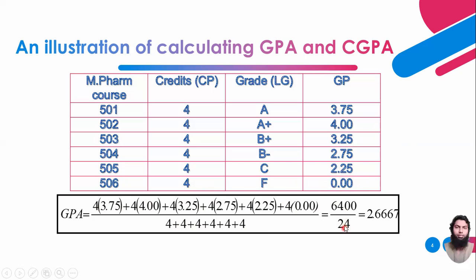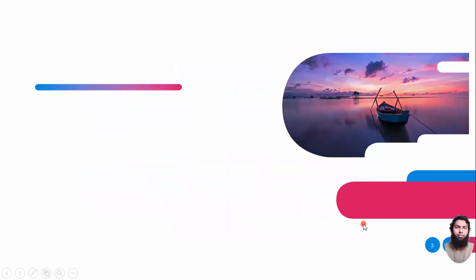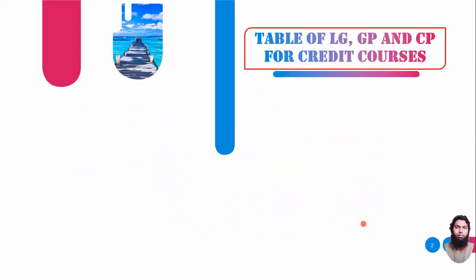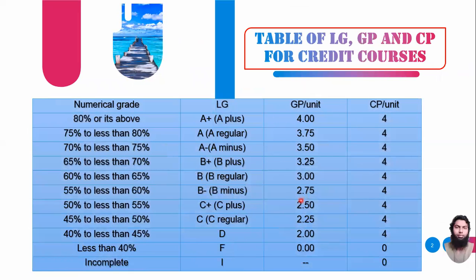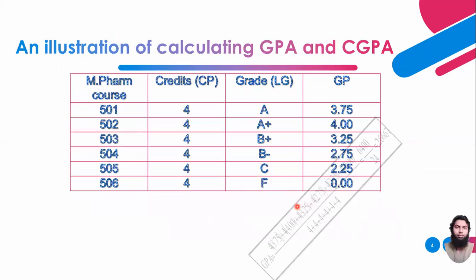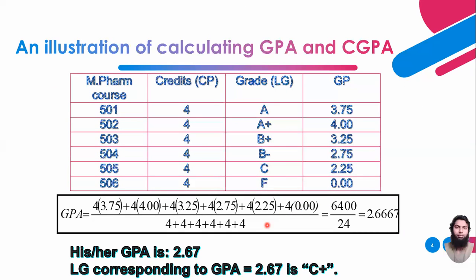And if we divide 64 by 24, the result is 2.66. And if we look at our chart, 2.66 lies between 2.50 and 2.75. That means 2.66 is greater than 2.50. So the corresponding letter grade will be C plus. So the corresponding letter grade for this individual student will be C plus.